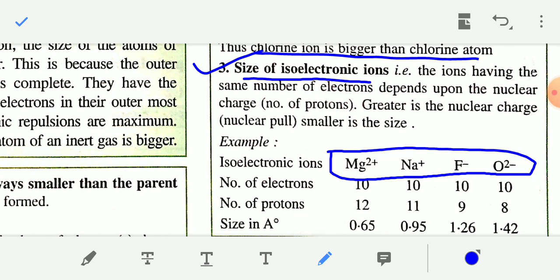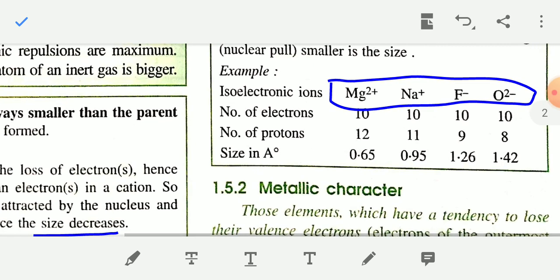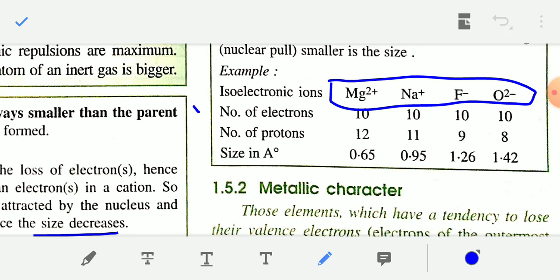The size of isoelectronic ions depends upon the nuclear charge, that is the number of protons, and the greater the nuclear charge, that is nuclear pull, the smaller is the size. You know that a cation has a smaller size than the neutral atom, and an anion has a bigger size. In Mg2 plus, Na plus, F minus, O2 minus, in all cases only 10 electrons are there, so the number of electrons is the same. Now count the number of protons. In magnesium 2 plus the number of protons is 12, in sodium plus it is 11, in F minus it is 9, and in O2 minus it is 8.